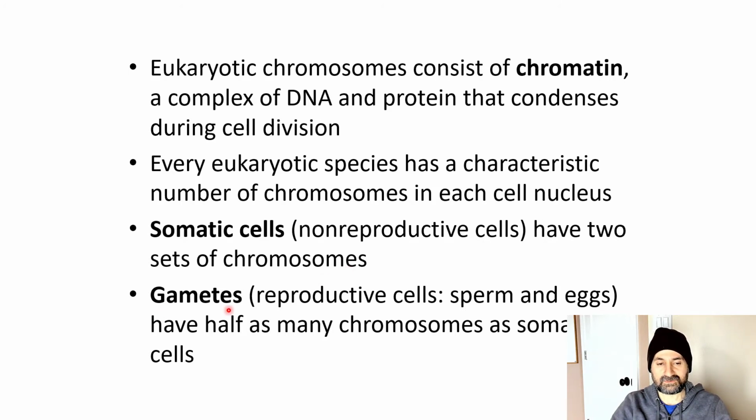The gametes are the other type of cell in your body. These are your reproductive cells, the sperm or eggs. They have half as many total chromosomes as somatic cells because they are haploid. Remember that term, haploid.